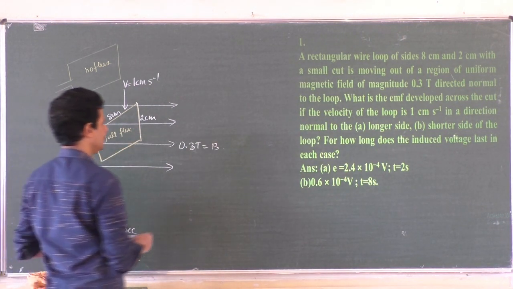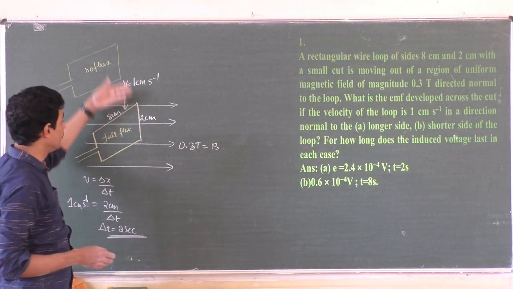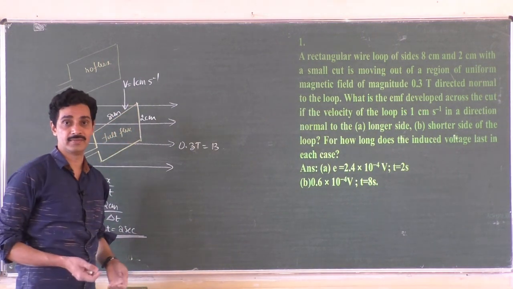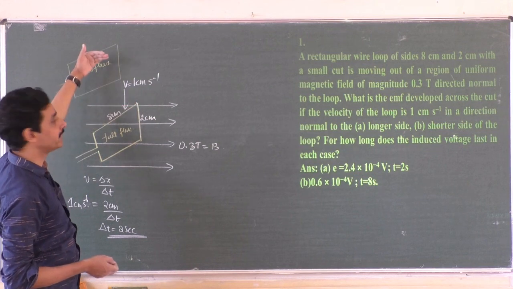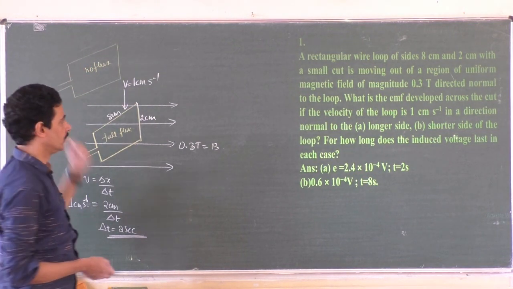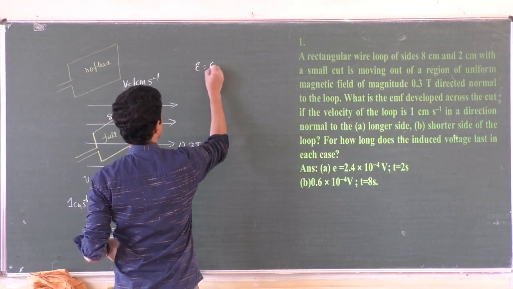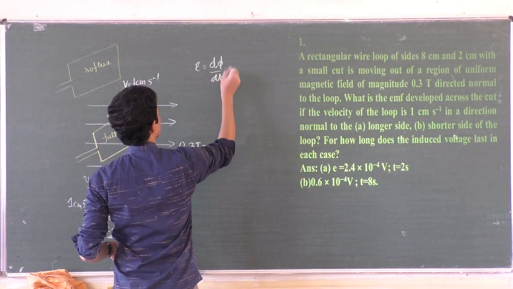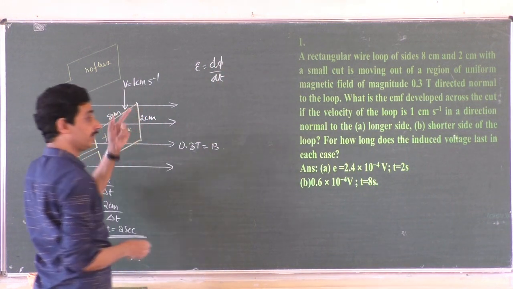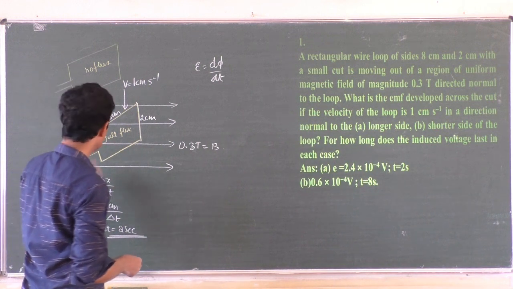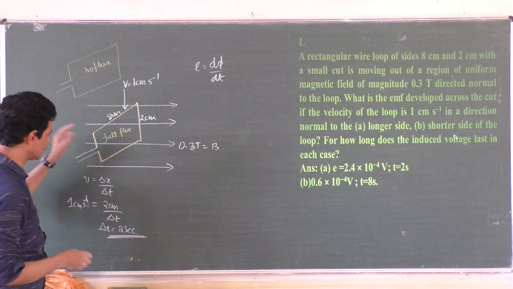Now, what is E? By 2 seconds, the complete coil will be inside the magnetic field. Before 2 seconds, the complete coil was outside the magnetic field. So, E is equal to d phi by dt. Am I right? It's only one turn, N d phi by dt, but it's only one turn. So, this is the small cut, otherwise it's a short circuit.